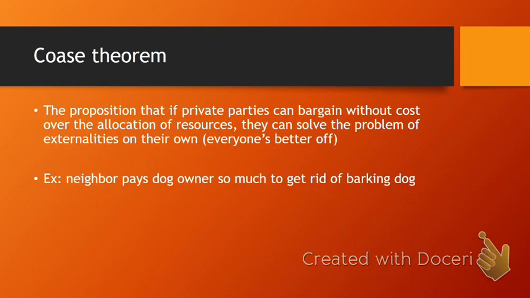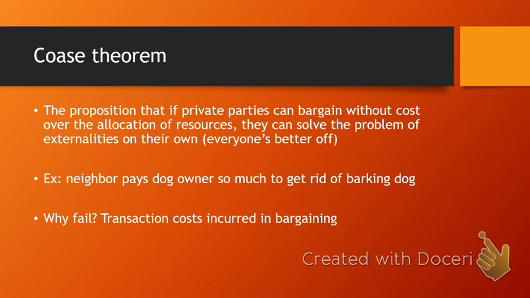So an example of the Coase theorem would be, say, the neighbor pays the dog owner so much to get rid of a barking dog. Okay, most people are probably not going to get rid of their dog, but in this example, there's a negative externality from the barking dog. So a neighbor may pay their neighbor $500 and that they give their dog away to someone else, get rid of the dog. That would be a solution with the Coase theorem, where everybody's better off. The dog owner has $500 more. The neighbor has peace and quiet.